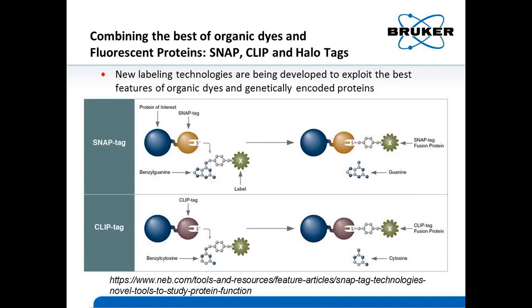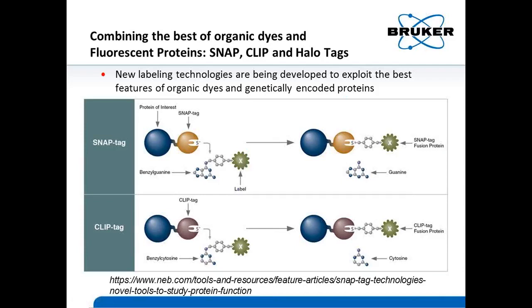And the basic concept for all three of them is very, very similar. Essentially, you get a SNAP tag, CLIP tag, or Halo tag vector, and you'd create a clone and tag your protein of interest. You tag the SNAP tag to your protein of interest, as you can see here. And it's got a motif here that it recognizes. Basically, you would transfect or electroporate them into your cells, and then you would incubate with the ligand that you're interested in, basically the label that you're interested in.